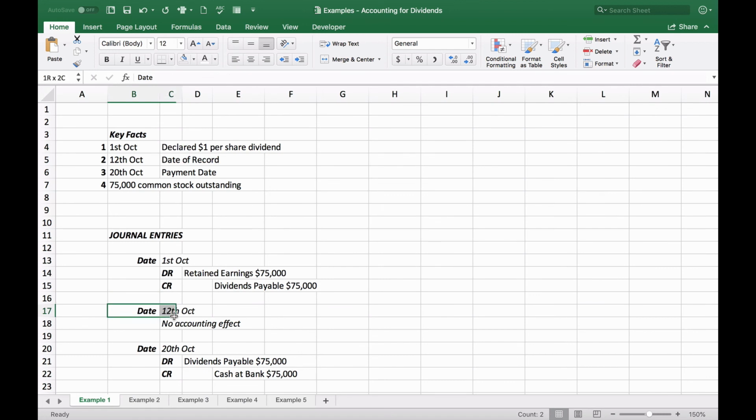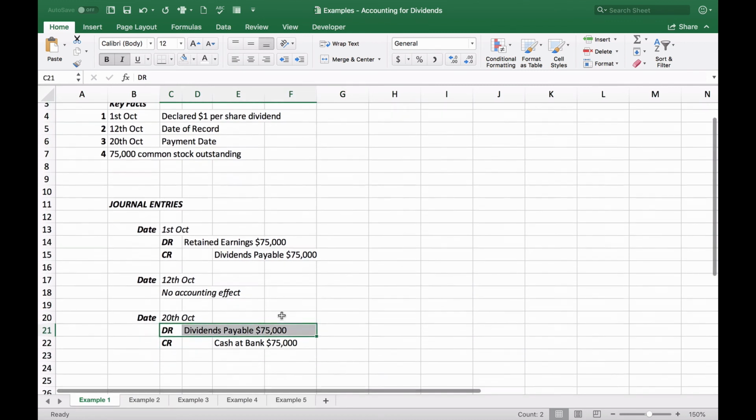On the 12th of October, that's the record date, there is no accounting effect. Nothing happens. It's just an administrative matter about who gets the dividends and who doesn't. And then when we pay the dividend on the 20th of October, we would clear out that liability. So this time we debit the liability, debit dividends payable, and we would credit cash at bank. Now we're paying our cash to clear the dividend liability. And that's all there is.